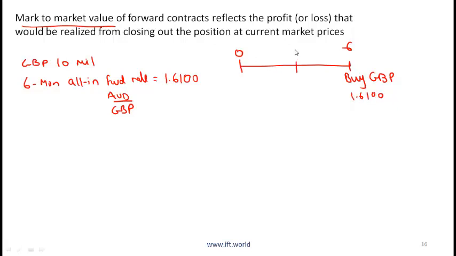3 months into this contract, we want to mark to market. To mark to market, the way we figure out the value is what would be the profit or loss that we would realize at this point if we close out our position. So how do we close out our position? We close out our position at this point by getting into another contract against GBP. So at this point in time, if we get into a 3-month forward contract, because now only 3 months are left, so a 3-month forward contract to sell GBP.